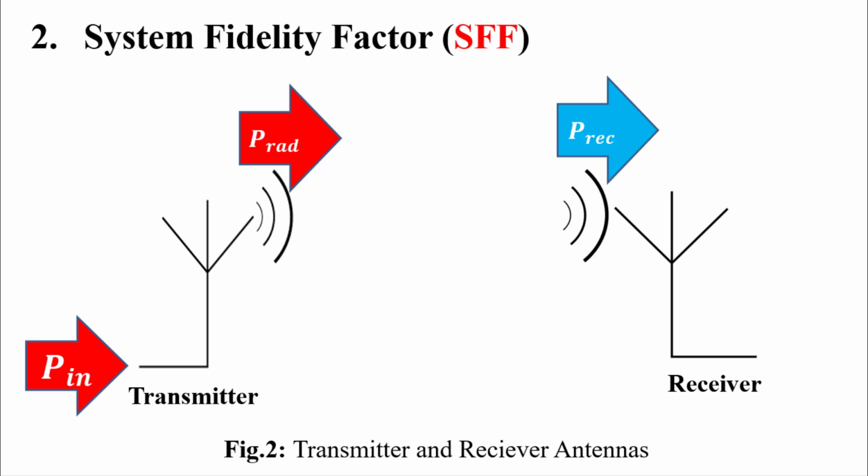Here the system fidelity factor is a comparison between P received by the receiver antenna and P input in our transmitter antenna. It is a correlation between P input of our transmitter antenna and P received by our receiver antenna. We talk about the system fidelity factor between P input of our transmitter antenna and P received by our receiver antenna.